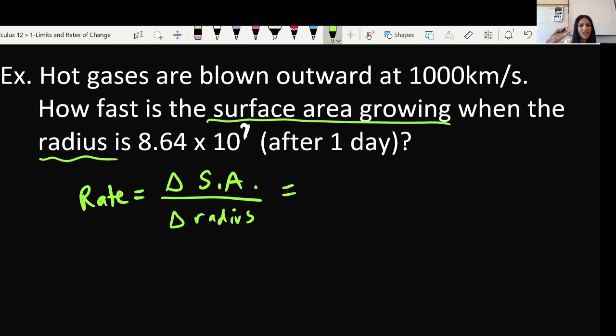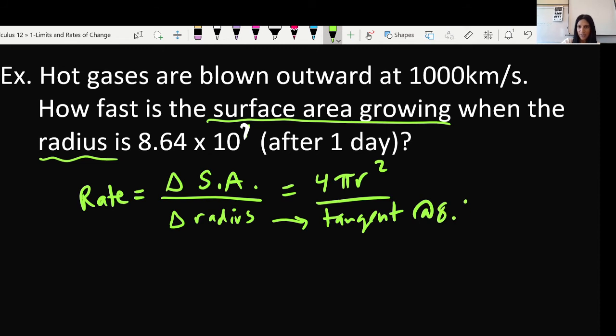And just a refresher, you don't need to worry about this if you don't quite remember this stuff. I'll tell you these formulas, but you're probably okay with this. Surface area would be 4 pi r squared. So you should probably know that, but if you've forgotten, I'm going to give you that. And then the radius would be the tangent at 8.64 times 10 to the 7th. So when the radius is at this value.